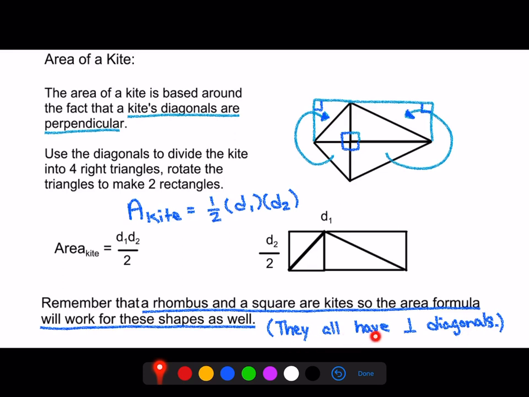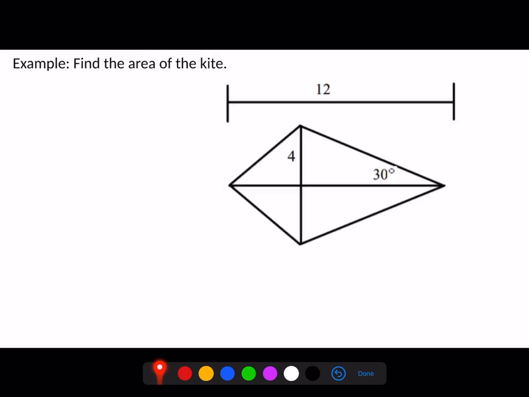So that perpendicular diagonals thing will work, and that's why this equation will work for those as well, because we can do the same exact process for those to rotate this around and create that nice shape for us. So keep that in mind. All right, with our new formula, let's go ahead and try some of these out.